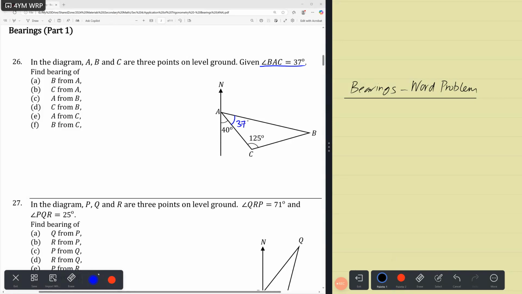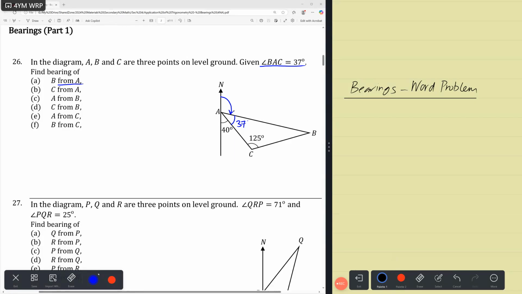Secondly, now we can start answering the question. Find the bearing of B from A. Bearing of B from A means the reference point is from A, correct? So I need to draw my north arrow at point A, and from there I need to draw my angle in the clockwise direction. So at the north arrow, this is the bearing of B from A.